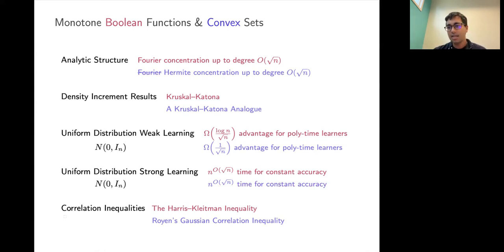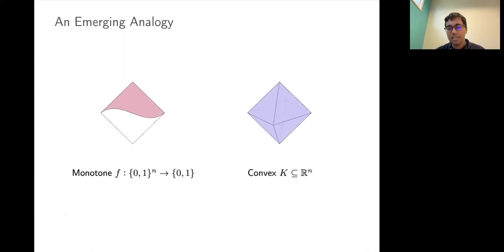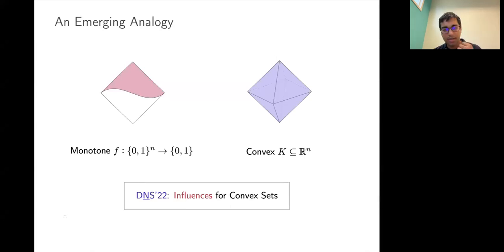And as this slide suggests, there's an interesting analogy between the setting of monotone Boolean functions and convex sets in Gaussian space. The results are often very similar, even though the proof techniques are often very different. And so there's this emerging analogy between these two very different settings. And I'm going to shamelessly plug some of my previous work with Rocco and Anindya, which introduced the notion of influence for convex sets. So in 2022, we introduced this notion of influence for convex sets.